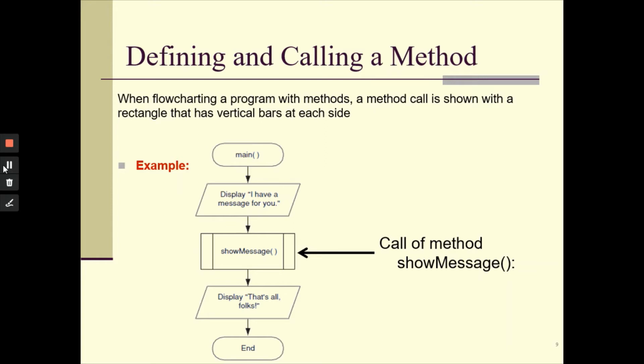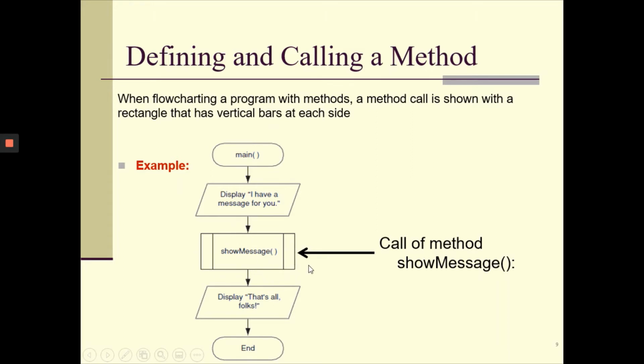This is the flowchart to represent methods. You start your flowchart with the main, because each of our code should be traced from the main, so everything should start from main. In this example, in the main, you have SOP display. You display "I have a message for you." After you display "I have a message for you," this one represents the method call.